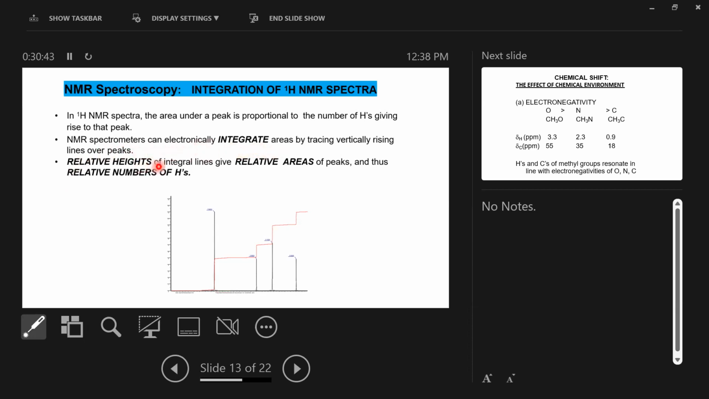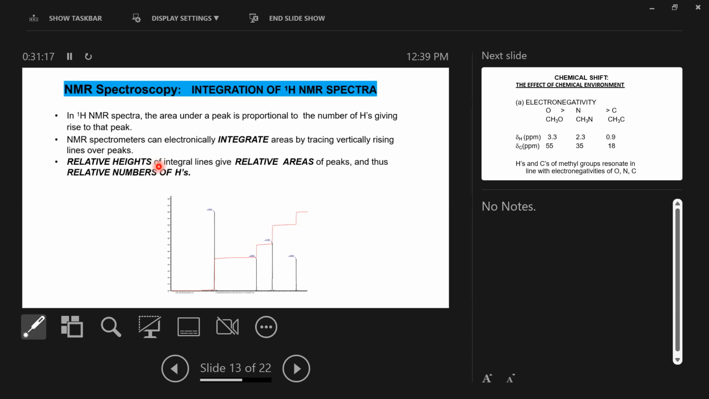The relative heights, so you should write this down. The relative heights of the integral line give the relative areas of the peaks and thus the relative numbers of hydrogens. So this is basically saying the taller the peaks, the more protons there are. All right. Now the heights are very useful information. If you see an NMR and it's very tall, it tells you there are a lot of protons there. It can also imply symmetry in the molecule. It can also imply the number of protons there.